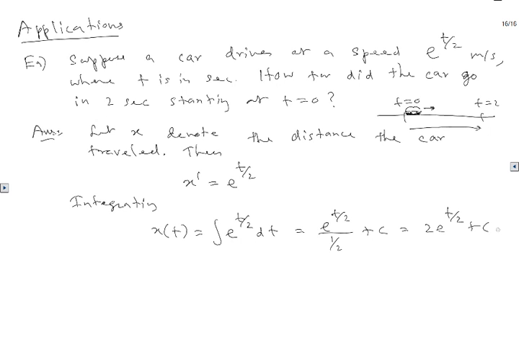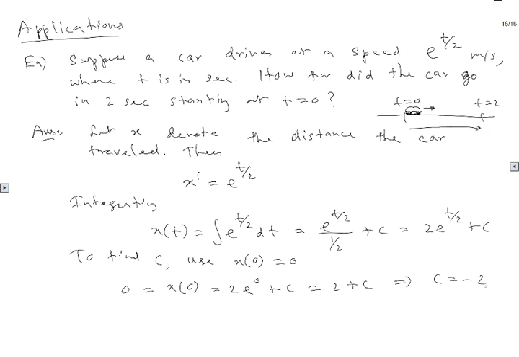To find c we can use a condition, because we want how far it goes from t equals 0. We assume that at t equals 0 the distance is 0. So to find c we use x(0) equals 0. So 0 equals x(0) equals 2e to the 0 plus c. This is 2 plus c, which says that c equals -2.